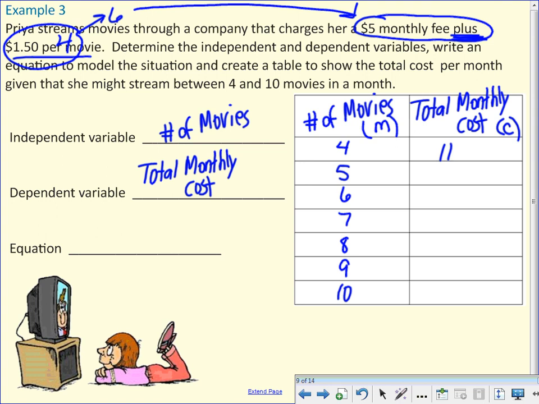So 5 movies would be $12.50. So now we just can keep adding on $1.50 because that $5 fee is just for the month. It's not per rental.